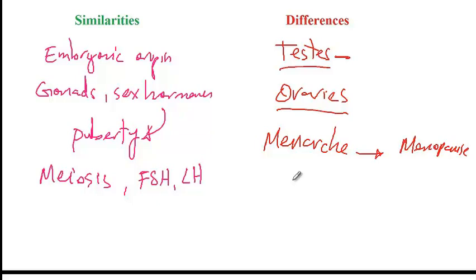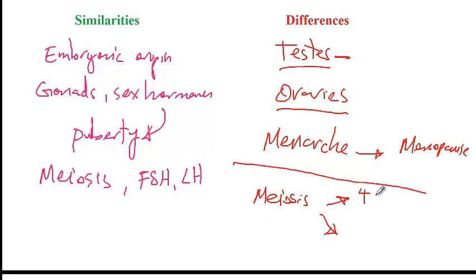And then the other difference is that, as we just discussed, in males every meiosis produces 4 sperm, versus in females, it only produces 1 egg, which is functional, and then 3 polar bodies, which are small and non-functional. All right, so that summarizes the similarities and differences between the male and female reproductive organs.